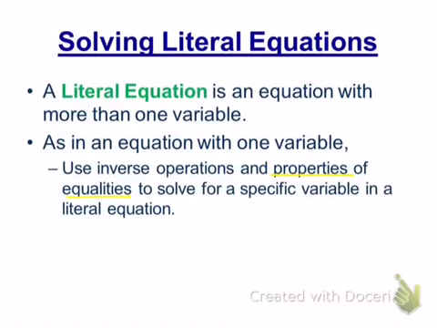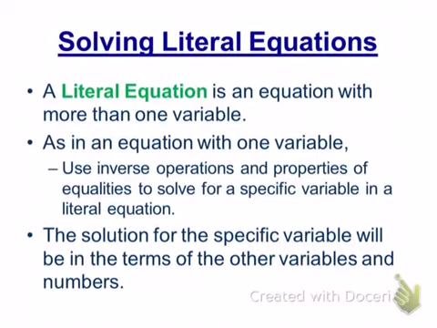Okay, so we're going to use inverse operations and the properties of equality. Properties of equality means if I subtract 2 from one side of an equation, what do I have to do to the other side? I also have to subtract 2, right? So the solution for a specific variable will be in terms of the other variables and numbers. So our solution will still have variables in it. It's not going to be like x equals 5. We're solving literal equations. Our solutions will still have variables in them.